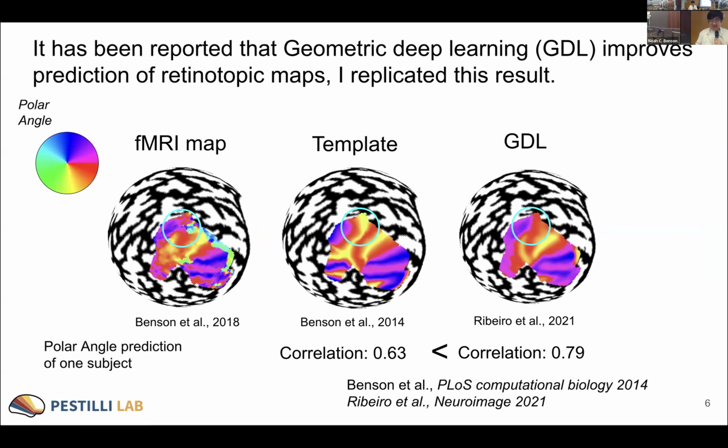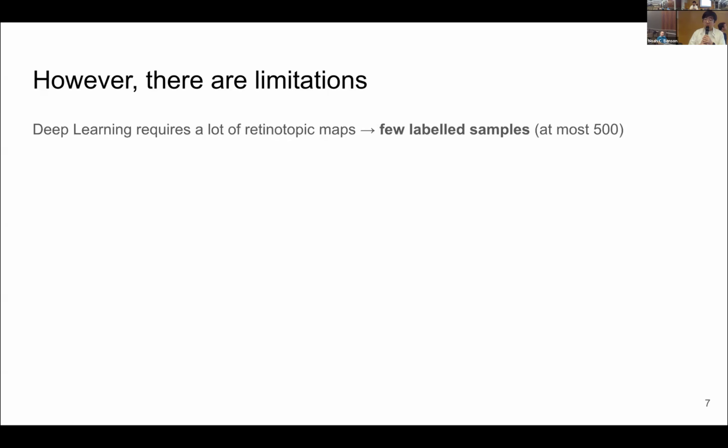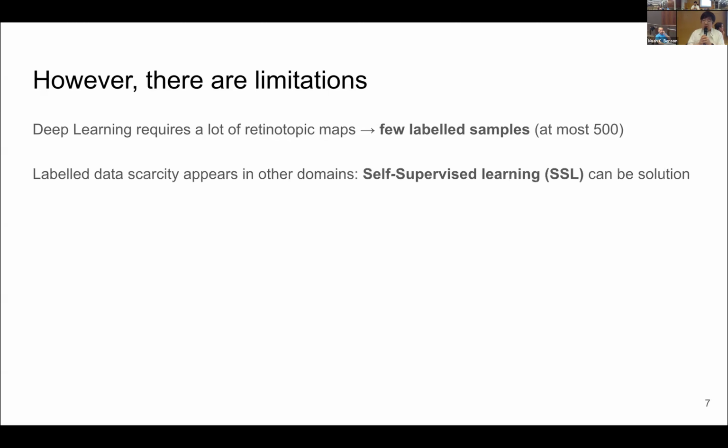However, there are still limitations. First, deep learning requires a lot of retinotopic maps, but we still have few labeled samples. We tried to recruit as much data as possible, but it was around 500 samples. Label data scarcity also appears in other domains, so these domains try to solve this using self-supervised learning approaches.